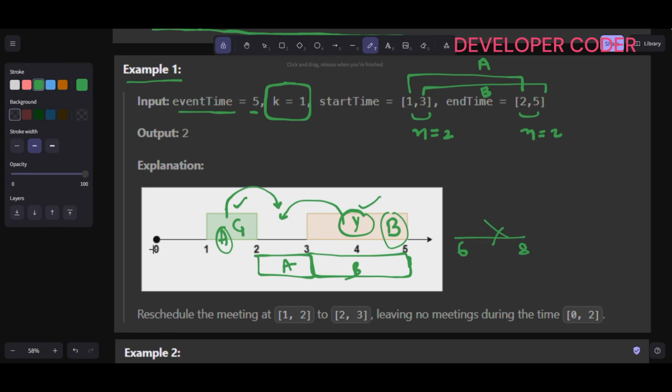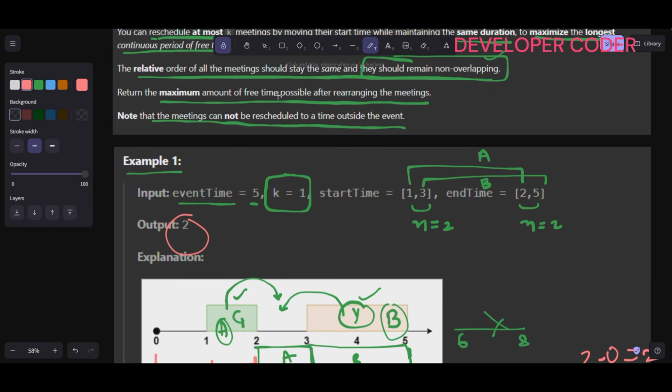Now if you see, I have free time here. I need the longest continuous free time interval, right? So 0 to time 2 means 2. So I reschedule the meeting at 1 to 2 to 2 to 3. That's what I'm doing here, leaving no meetings during the time 0 to 2. So total time is 2 minus 0, here 2, so that is my output. We have to return the maximum amount of free time possible after rearranging the meetings, and we can do at most one reschedule, here in this example number 1.